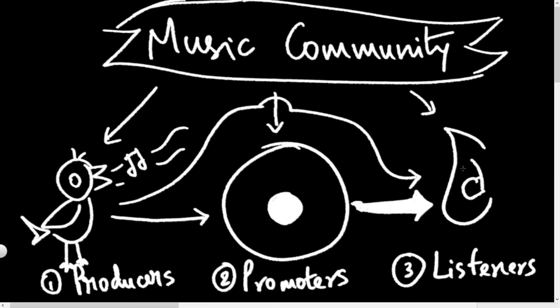Now imagine, hang on, let me change the color. Imagine if one of these components is broken. For example, something happened and the bird is gone. What happens? Well, no more music. So what happens? This has nothing to give to the listeners. So the system is broken essentially. Because if there is no producer, what will you listen to?